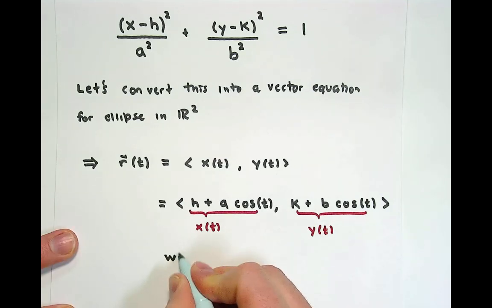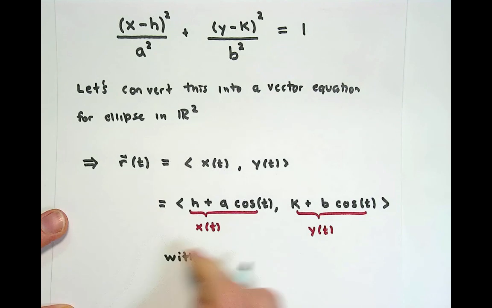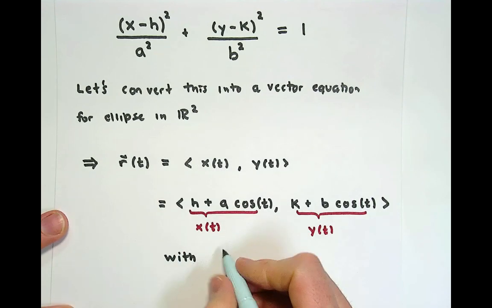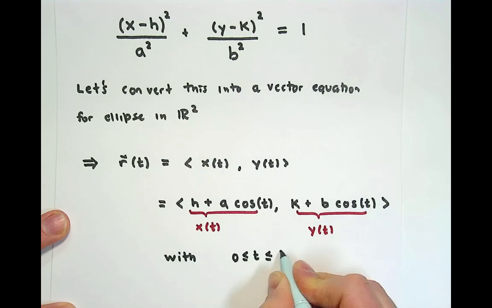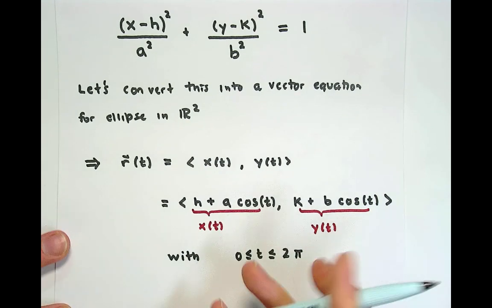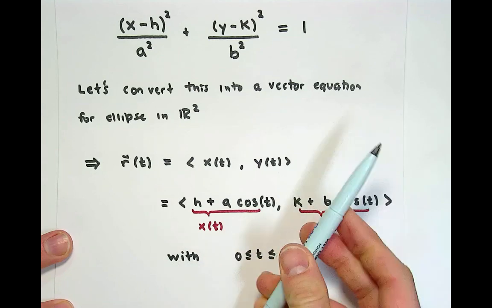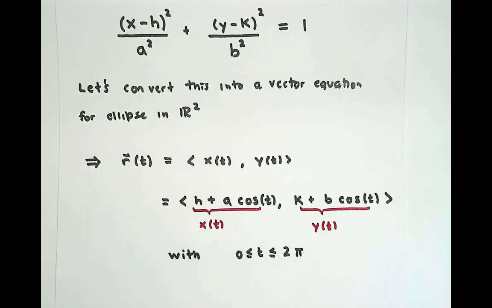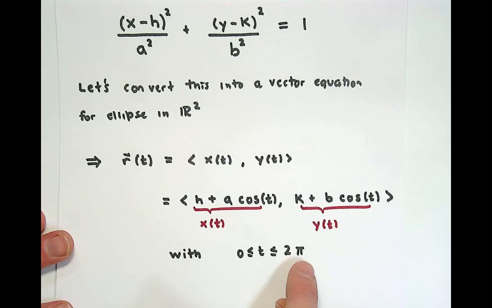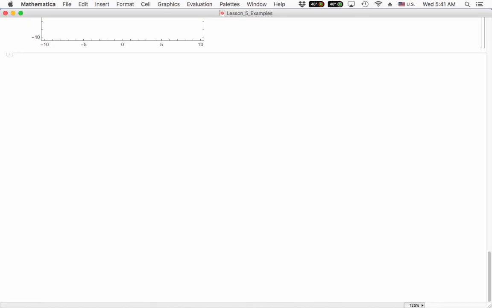If we want a full rotation, if we want an entire revolution to go around the entire ellipse, we would set t to be between 0 and 2 pi, since we're thinking about t as the angle of incidence for the vector drawing the external boundary of the ellipse. Perhaps we should take a look at an example in Mathematica to get our head around how this works. Let's switch over. Here we are in our lesson 5 examples.